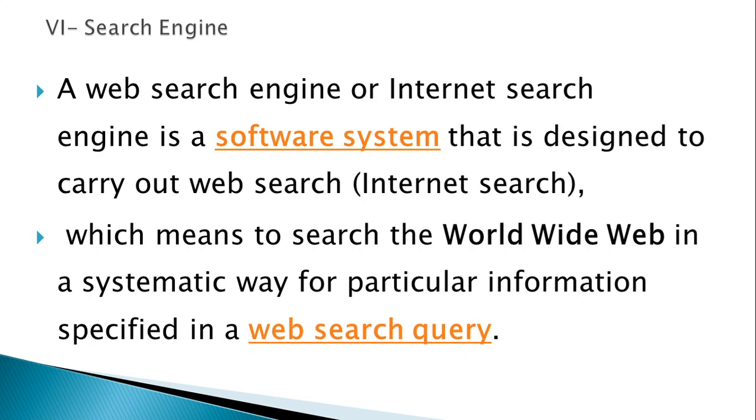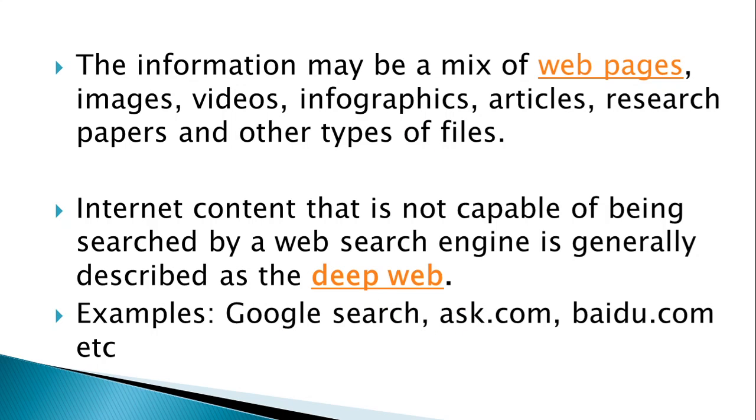A search engine, or internet search engine, is a software system designed to carry out web search over the internet, which means to search the World Wide Web in a systematic way for particular information specified in a web search query. So we have to put what we are looking for in a web search query. The information may be a mixture of web pages, images, videos, infographics, articles, research papers, and other types of files.